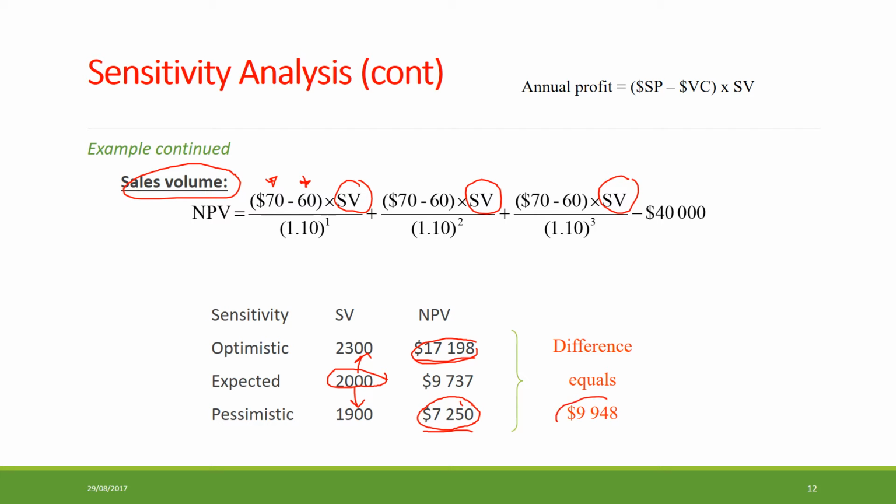We then work out the range. As you can see here, the range here is smaller. It's much smaller than what we saw before for the selling price estimates and the variable cost estimate. So we can conclude that the NPV does not vary as much with the sales volume compared to how it does with the sale price and the variable cost. Also, we see that even in the worst case scenario, our NPV is still positive.